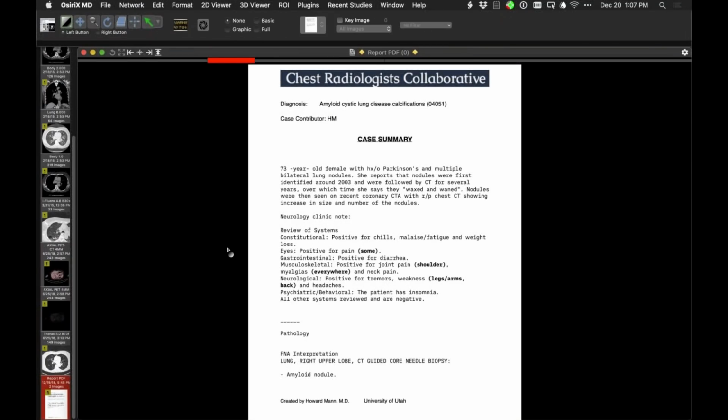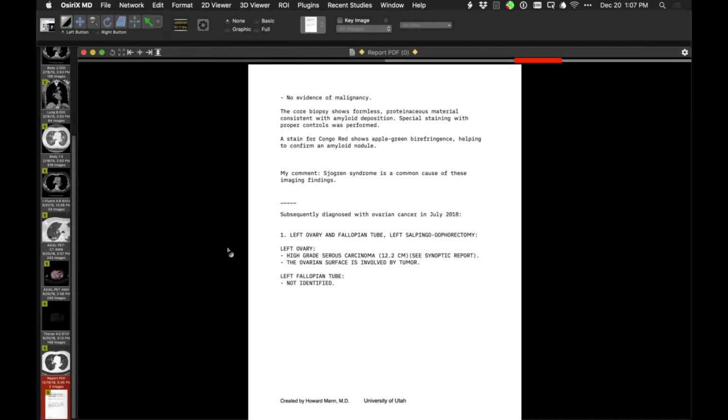So this is a nice example of the presence of cystic lung disease consequent on protein deposition. And the protein is amyloid, but not otherwise, I don't think, evaluated in terms of the substrate of the amyloid, but Congo red was positive.